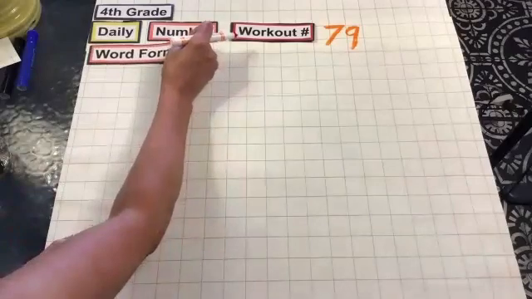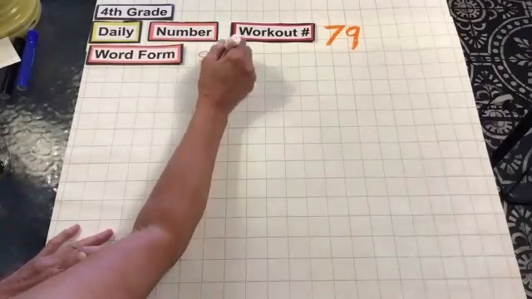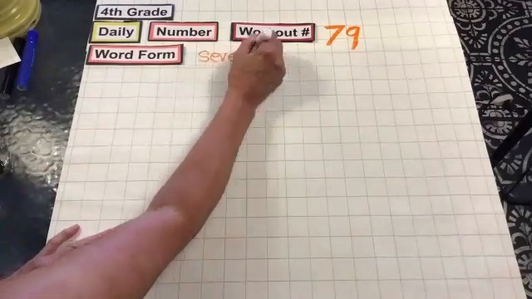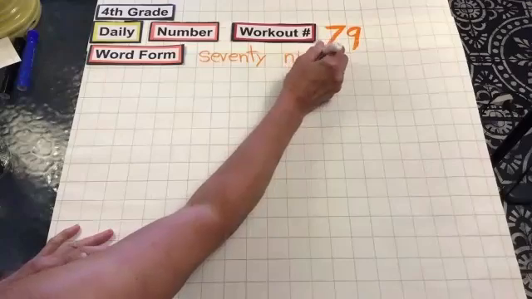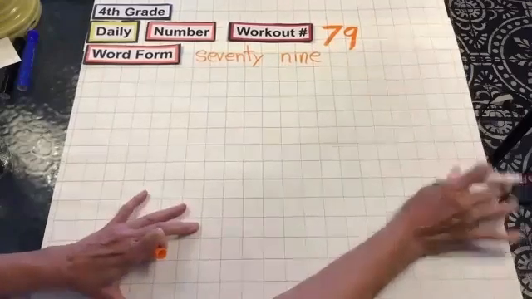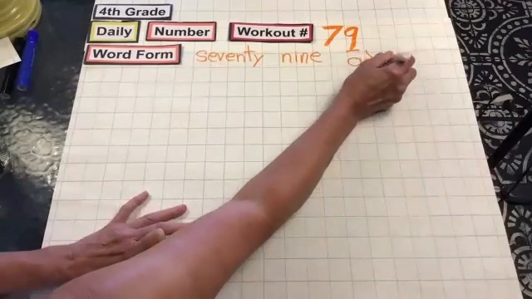Today is the number 79. Let's start with our word form, 79. Check your spelling, make sure you got that right. And because the number ends with a 9 in the ones place, it is odd.